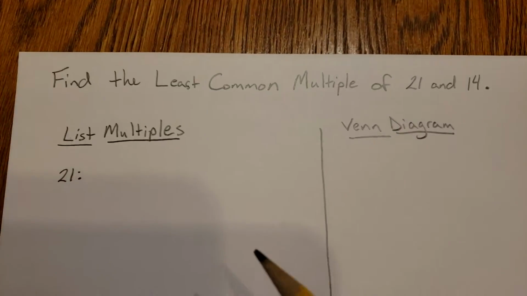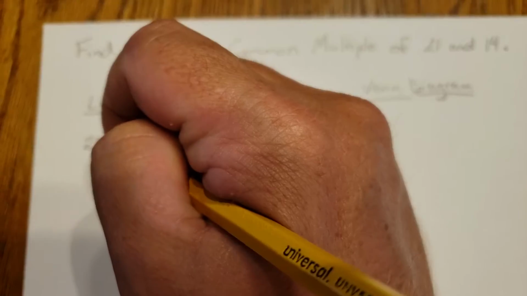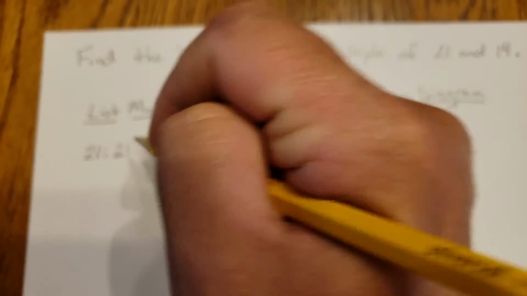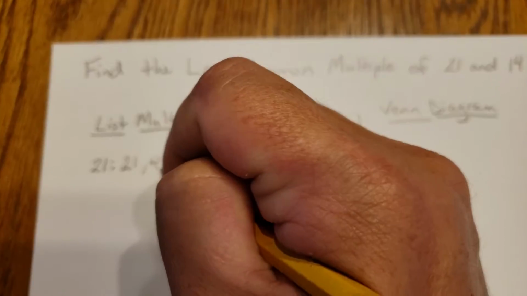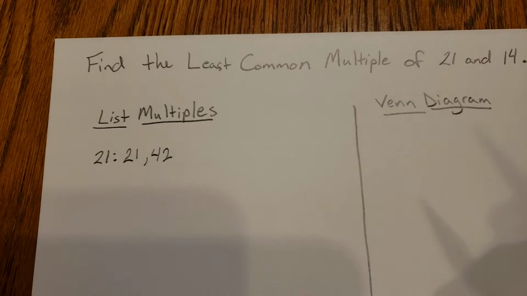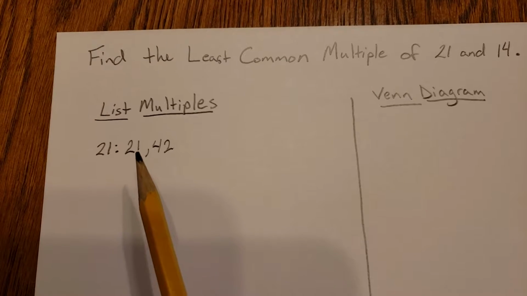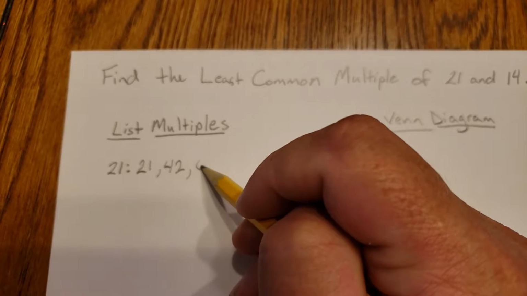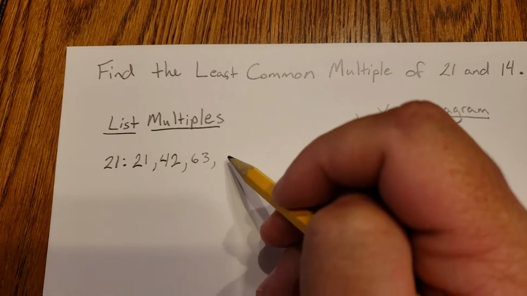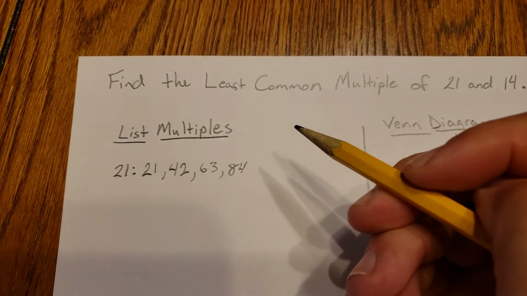So remember, multiples are the numbers that 21 can make through multiplication. So the first number of any multiple list will wind up being the number, because 21 times 1 is 21. The next is 42, because that's 21 times 2. But if you don't know your multiplication tables or facts very well, it's just going to be a pattern of adding 21 every time. So 21 times 3 is going to wind up being 63. 21 times 4 is going to wind up being 84.